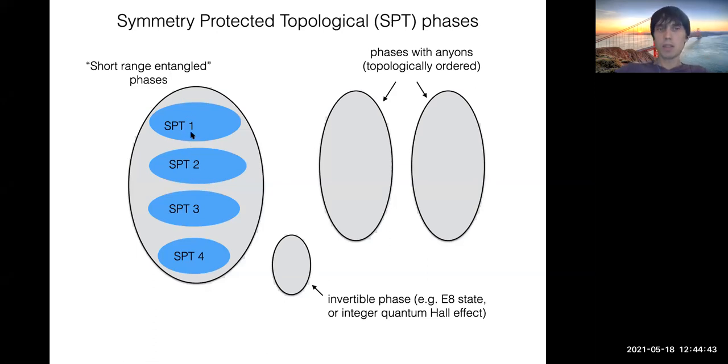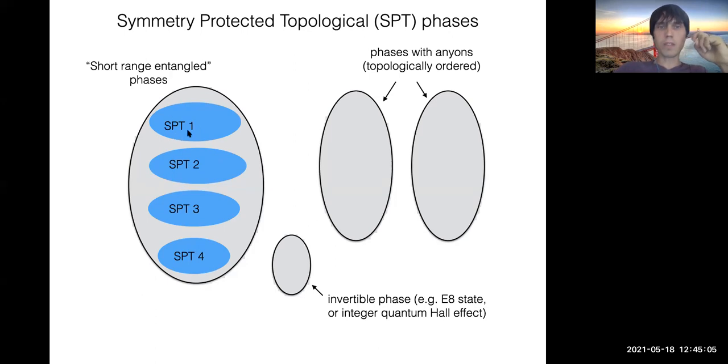So I want to emphasize that these phases not only are short-range entangled, in the sense that they have no intrinsic topological order, no anyons, but they also don't spontaneously break the symmetry. So it's not like these various phases are distinguished by different amounts of symmetry breaking, this idea of Landau-Ginzburg-Wilson that I described.